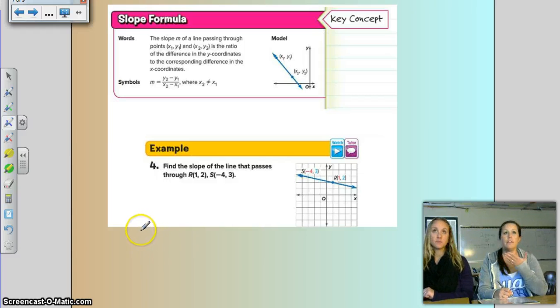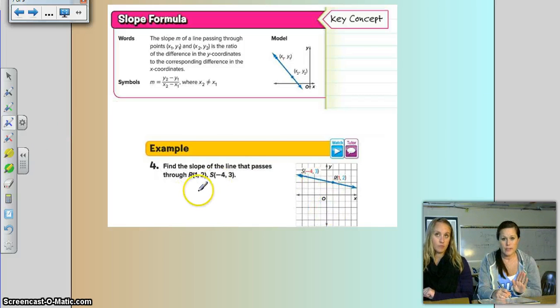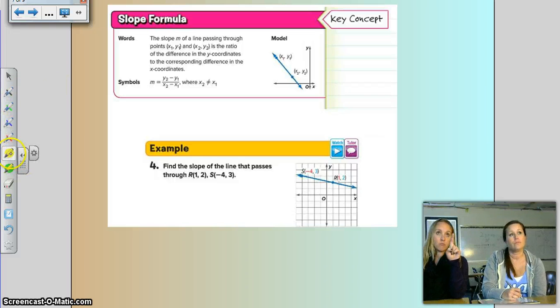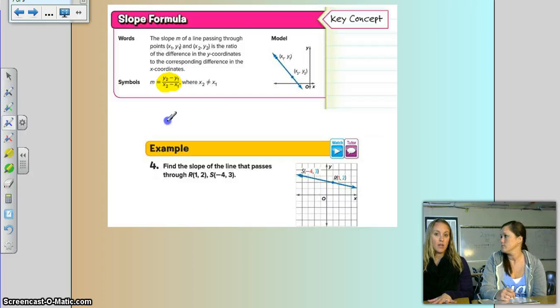Okay, slope formula. Again, this is when you are given 2 points. The first example has a graph and 2 points. The next example, the graph is going to go away, so it's just going to be 2 points. So you need to highlight the formula for slope. The formula for slope is y2 minus y1 over x2 minus x1. Now that is not y squared. What it's saying is it's y2, so the second y value.